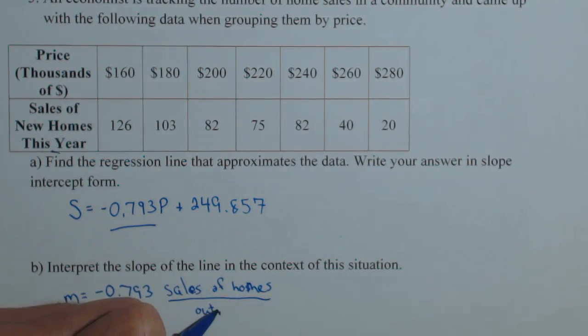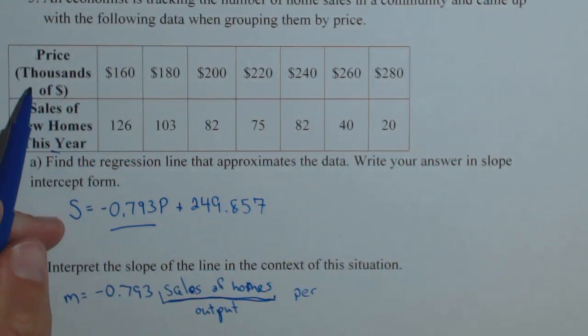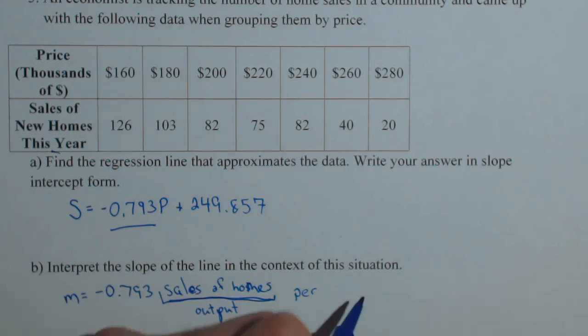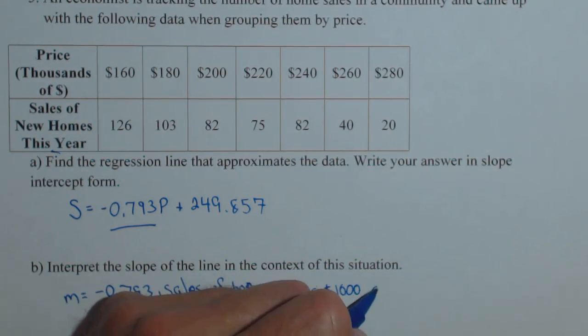This is a way you can always break down these interpretations per. So this guy here is our output, sales of homes per, and our unit of input is $1,000 per $1,000.